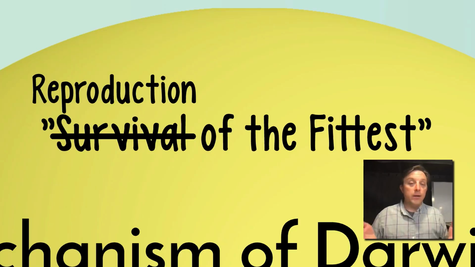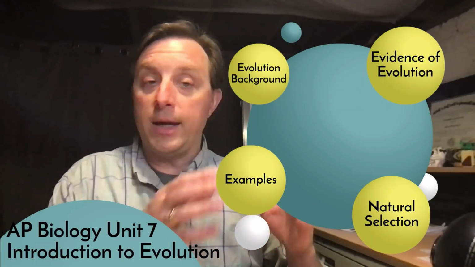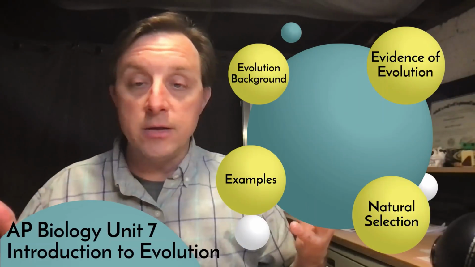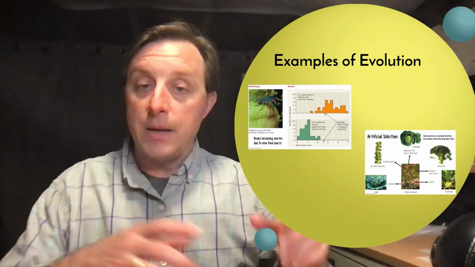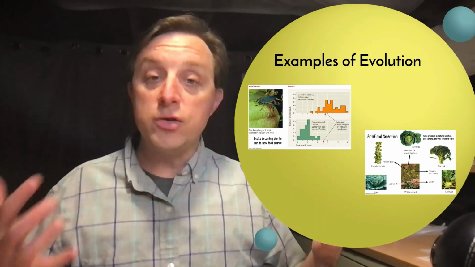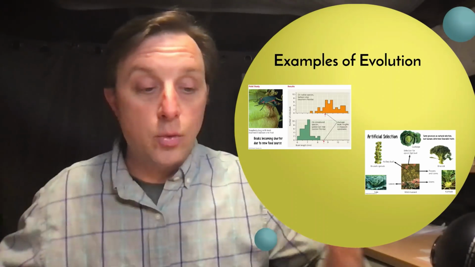So really, we should be calling natural selection the reproduction of the fittest rather than just survival of the fittest. So let's take a look at some real quick examples of natural selection or of evolution. One is an example of natural selection, and then I have another example here of artificial selection, something that Darwin did reference in his works.